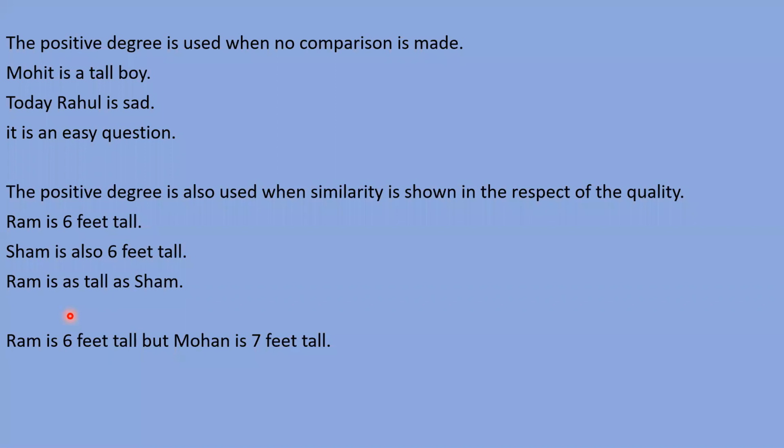And suppose Ram is 6 feet tall, but Mohan is 7 feet tall, right? If we want to show the dissimilarity, we can also use this formation. We can say in this way: Ram is not as tall as Mohan. Ram उतना लंबा नहीं है जितना कि मोहन है. So instead of as tall as, we can also use so tall as, right? So in a negative sentence, we can use as positive degree as or so positive degree as, right?